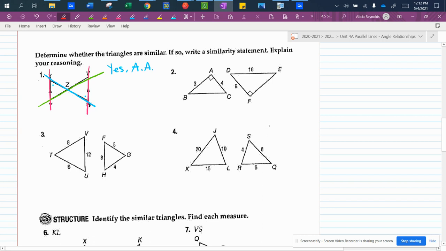So Lonnie, we're on the next page. We're not on that page anymore. We're on the top of the next page.